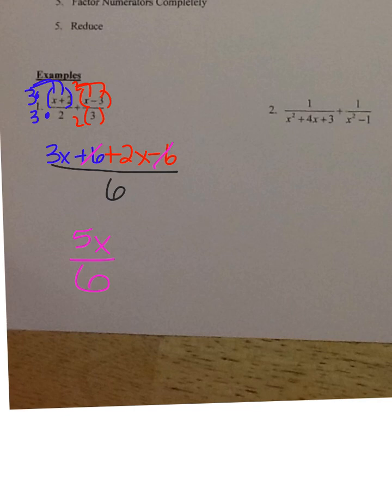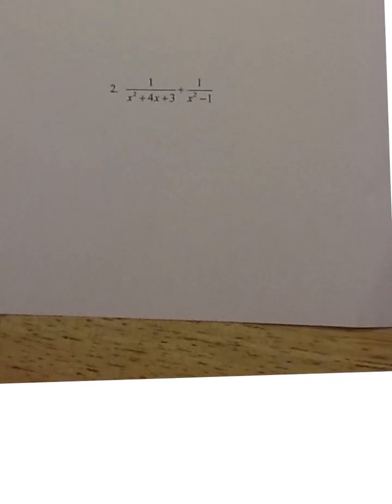Okay, so let's take a look at the next one, number 2. I noticed in number 2 I can factor the denominator. I'm going to factor x squared plus 4x plus 3. That becomes x plus 3 times x plus 1. And I can factor x squared minus 1. That becomes x plus 1 times x minus 1.